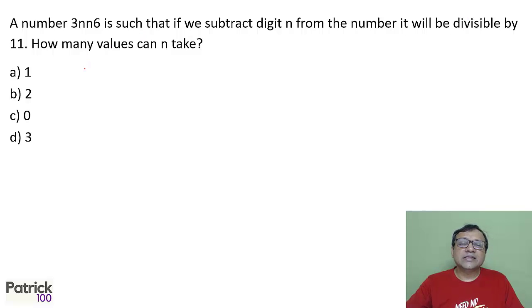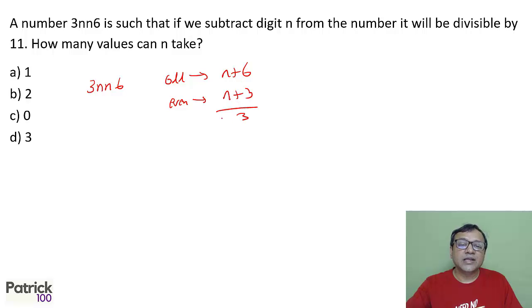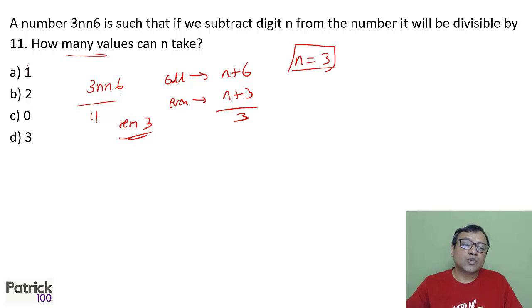The number 3n n 6 is such that if we subtract digit n from it, it will be divisible by 11. So 3n n 6. The sum of odd place numbers is n plus 6. The sum of even place numbers is n plus 3. The difference is 3. That means the number when divided by 11 gives remainder 3. To make it divisible by 11, you have to subtract 3. So n can take only one value, 3. So the answer will be A option. How many values? 1. That will be the answer.